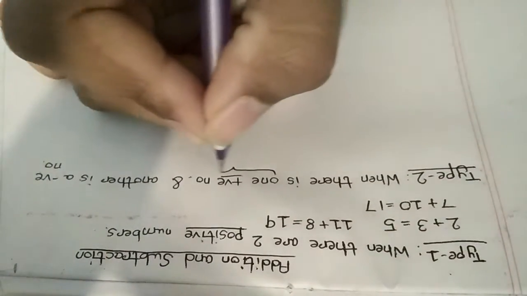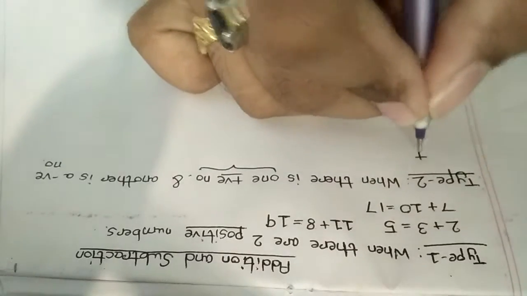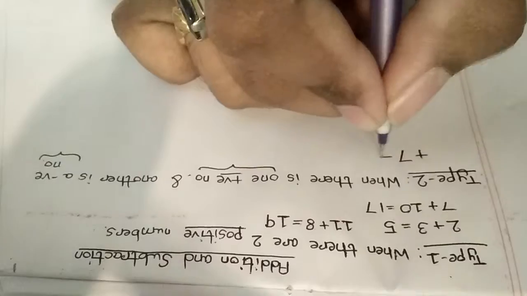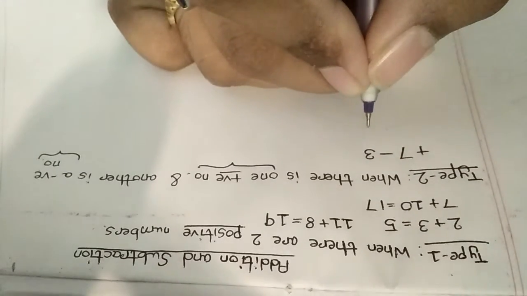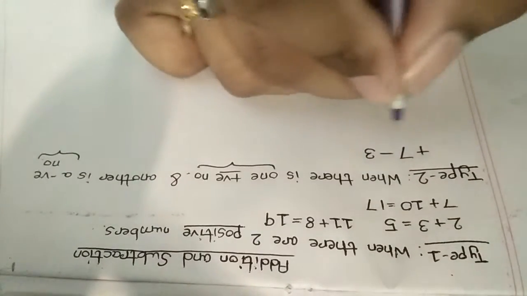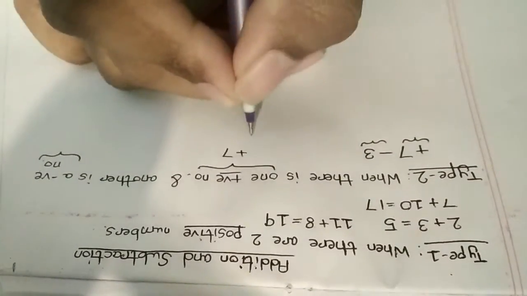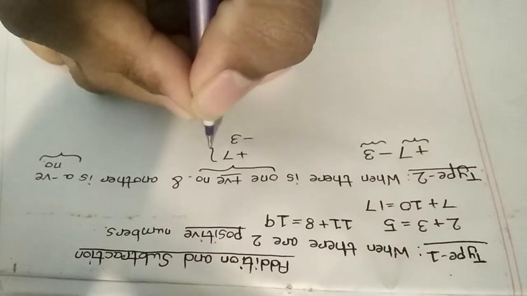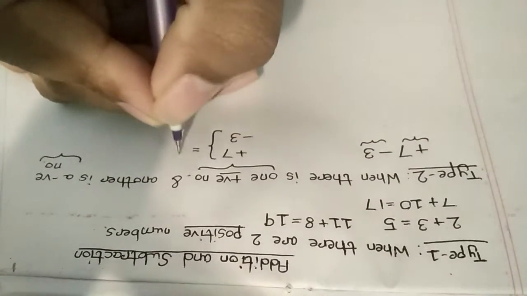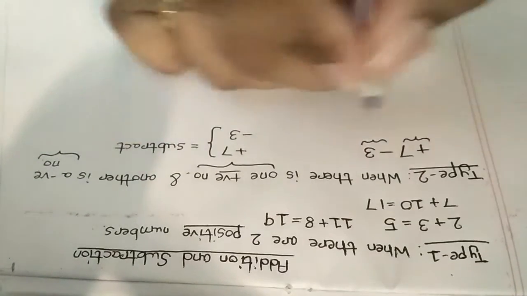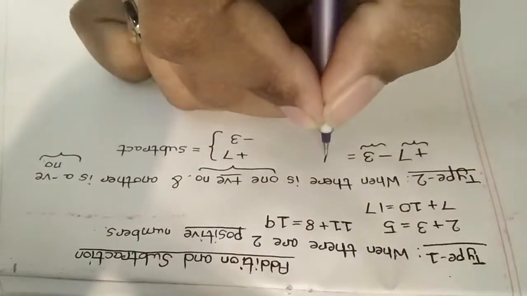When there is one positive number, say plus 7, and another negative number, say minus 3. Now over here we see that we have one positive number and one negative number. So if we have plus 7 and minus 3, whenever we have one positive and one negative, we will always subtract the numbers. So the answer for this would be 4.